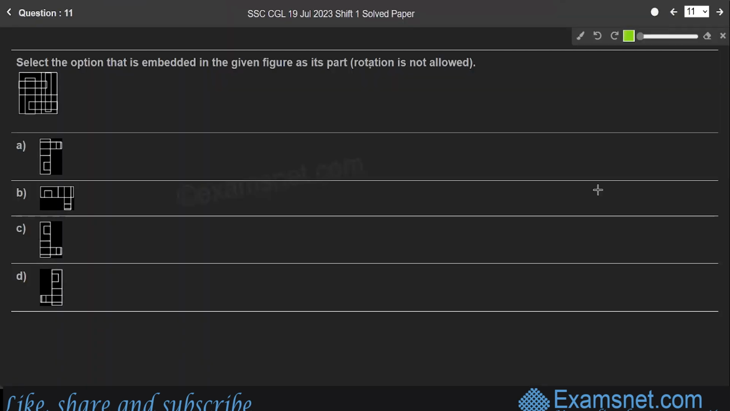Question 11. Select the option that is embedded in the given figure as its part. Rotation is not allowed here, right? So this is the given figure. Among 4 options, look at option A. Option A in the given figure, which I am showing now in this part of the given figure, right? Option A is embedded here, right? Therefore, option A is embedded in the given figure.